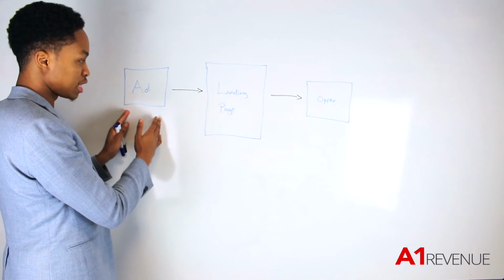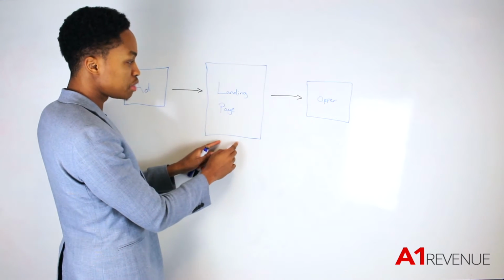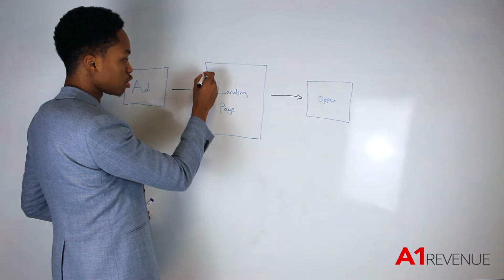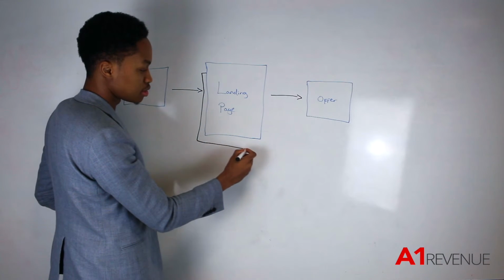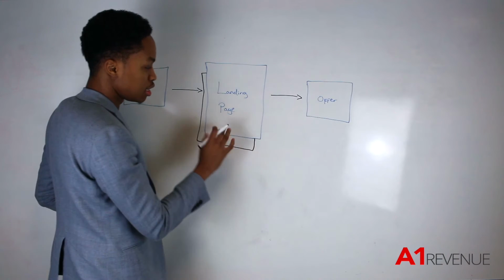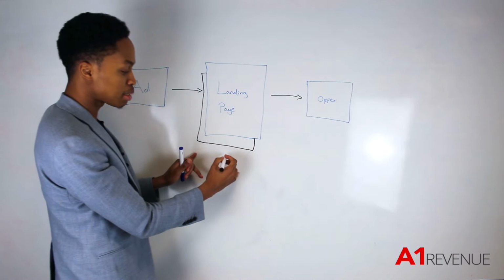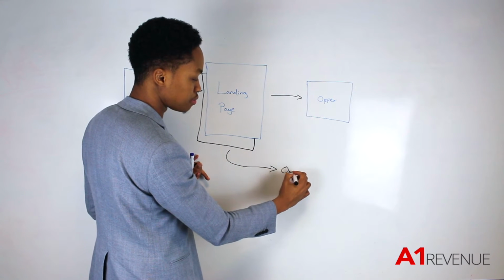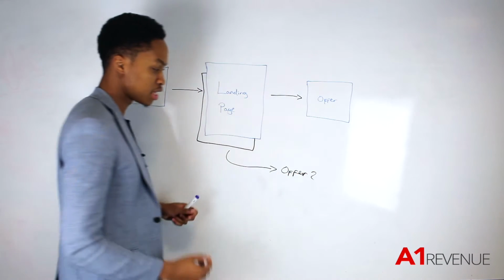Somebody clicks on your ad, then goes through to your landing page, and as soon as somebody clicks through on your landing page, this is what happens. In the background, you have another landing page that happens in the complete background. They can send somebody to a secondary offer, so offer two. Do forgive me for my handwriting.